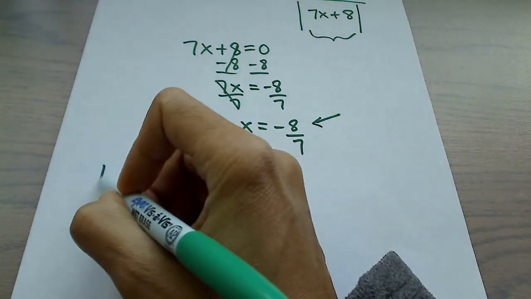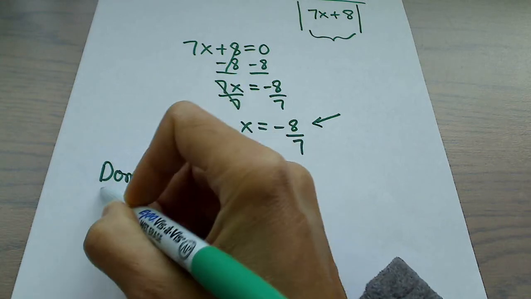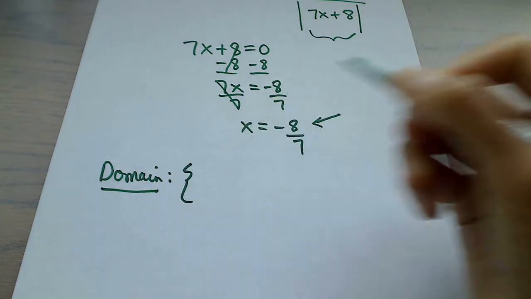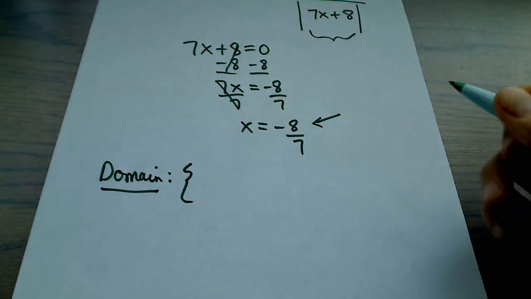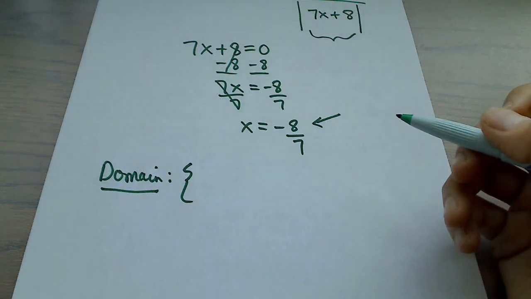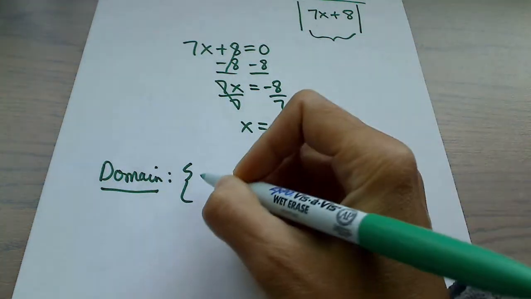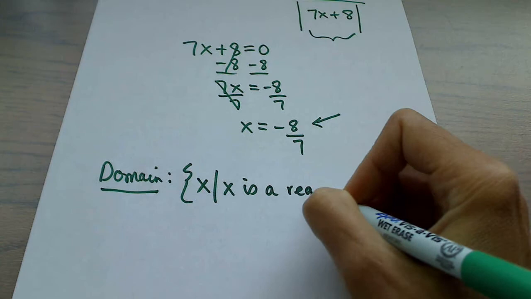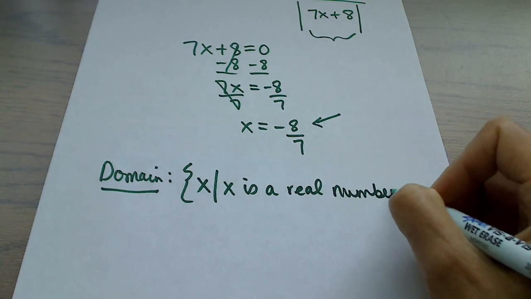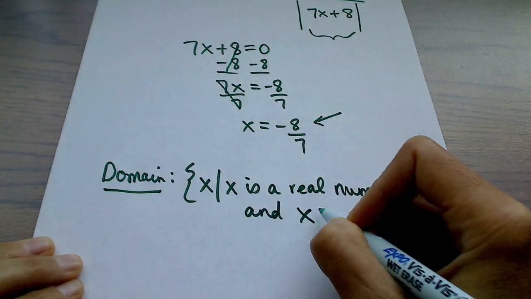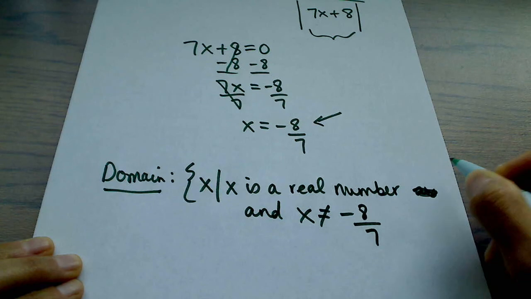So to identify the domain then, we are taking this -8/7 and excluding it from the set of real numbers. Typically, in this class, in this section, we will be writing these in set notation, and in other classes you may end up writing domains in interval notation. But the set notation for this would be x such that x is a real number, and x is not equal to -8/7.